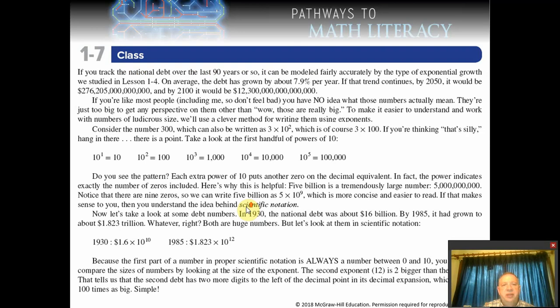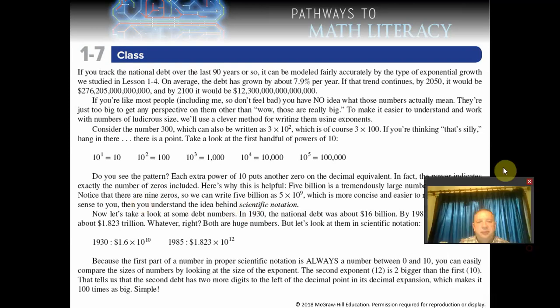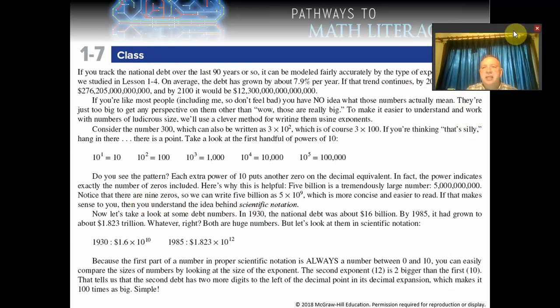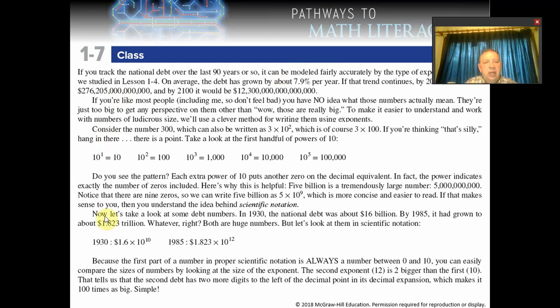So let's look at some of these debt numbers. In 1930, the national debt was about 16 billion, 1.6 times 10 to the 10th. That was in 1930. In 1985, it was 1.823 times 10 to the 12th. That's $1.823 trillion.